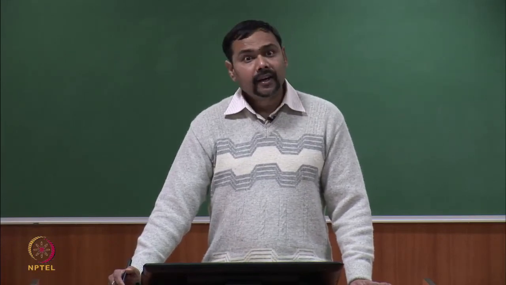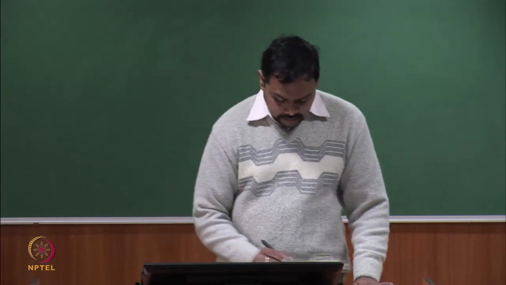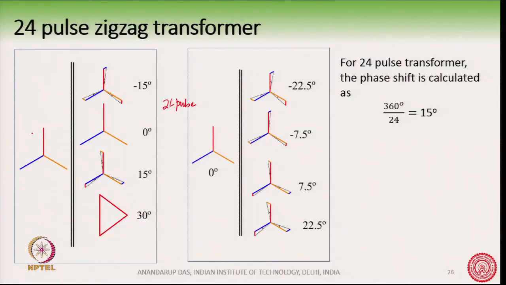So, what is the advantage of the 24 pulse? The advantage is that the input current will have harmonics, and the first harmonic will come at the 23rd harmonic, then 25th, 47th, 49th, like that. No other harmonics will come on the input side current.